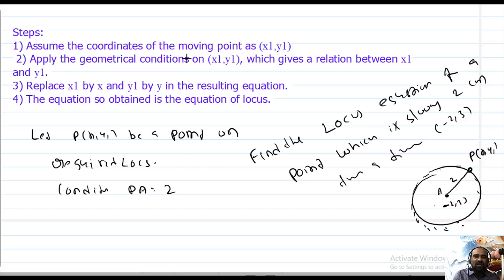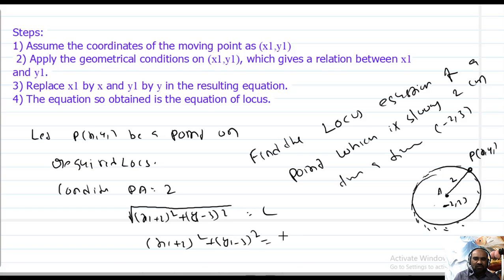Apply the geometrical condition on (x1, y1), which gives a relation between x1 and y1. So PA equal to 2. PA means root over (x1 plus 2) whole square plus (y1 minus 3) whole square equal to 2, or (x1 plus 2) whole square plus (y1 minus 3) whole square equal to 4. Replace x1 by x and y1 by y in the resulting equation. Why am I doing like that? I am generalizing this point, so instead of x1, we write x, and instead of y1, we write y.